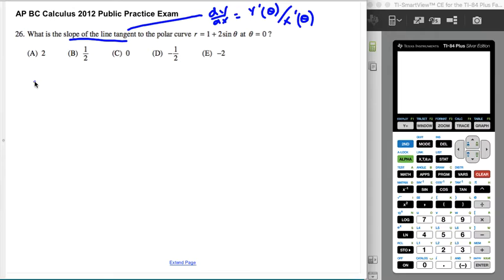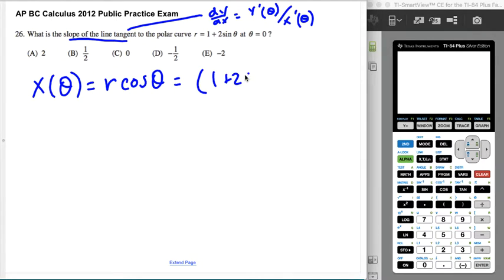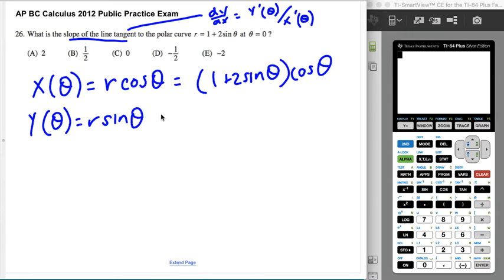So x of theta is r cosine theta, which in this case is going to be 1 plus 2 sine theta times a cosine, right? And y of theta is r sine theta, which is going to be 1 plus 2 sine theta times the sine of theta. So to differentiate both, I'm going to need the product rule. So I'll go ahead and do y prime first, right?